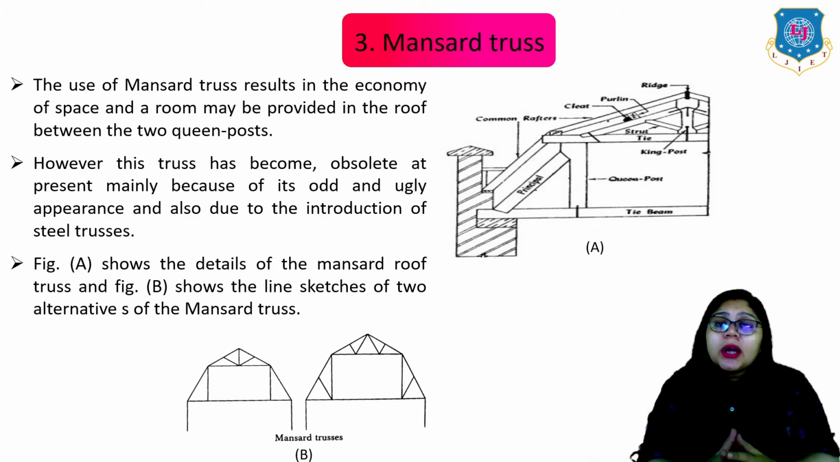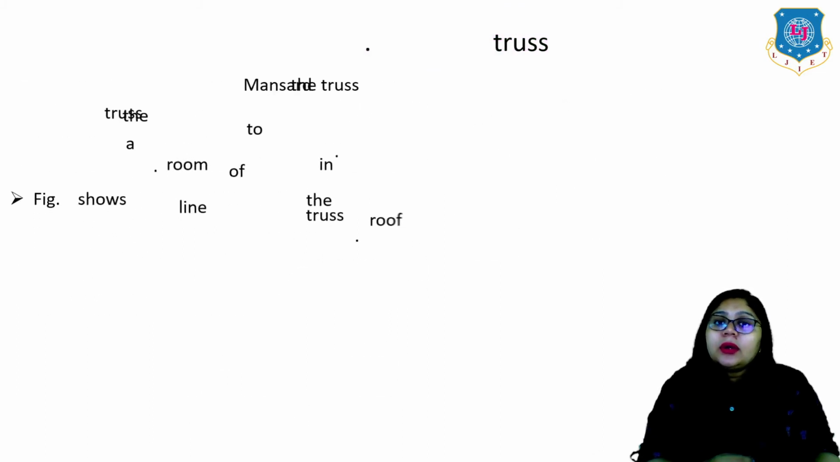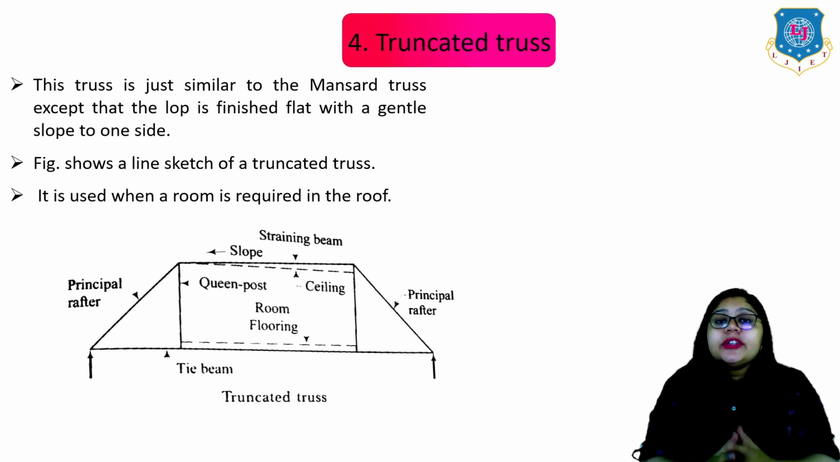Figure A shows the details of Mansard roof and figure B shows the line sketches of two alternatives of this type of truss. Now, let us move to the fourth one, which is all about truncated truss. This truss is just similar to the Mansard truss, except that the top is finished flat with a gentle slope to one side. Here you can see the figure showing a line sketch of this kind of truss, and it is used when a room is required in the roof.